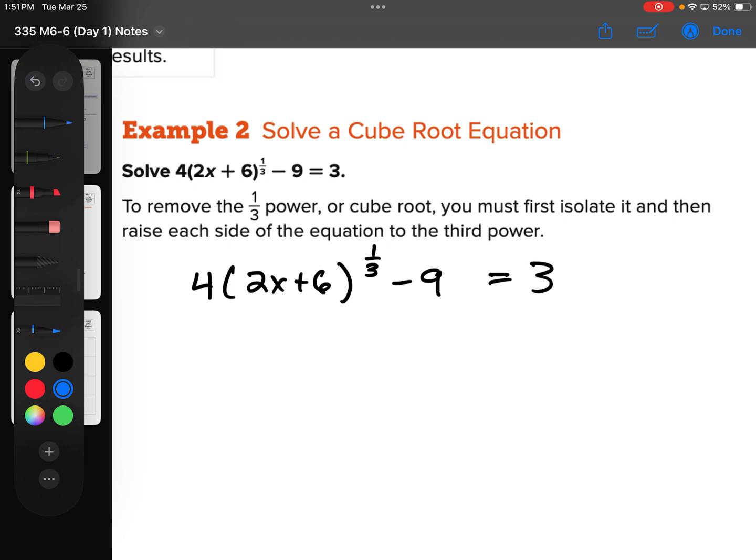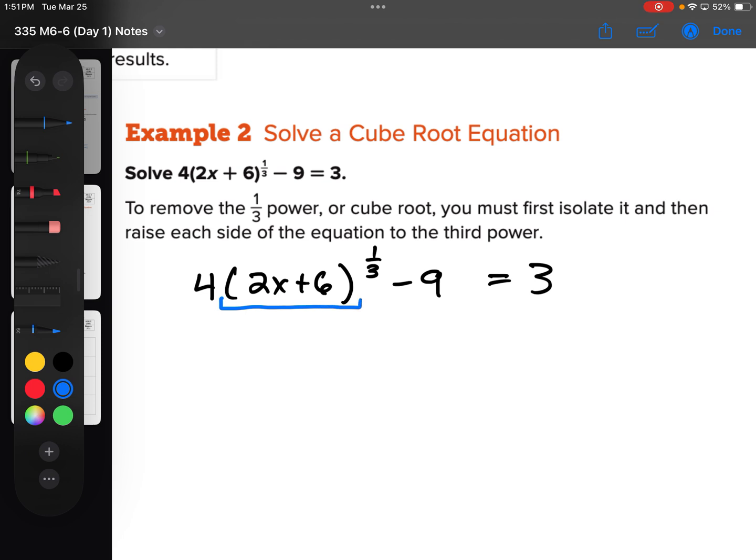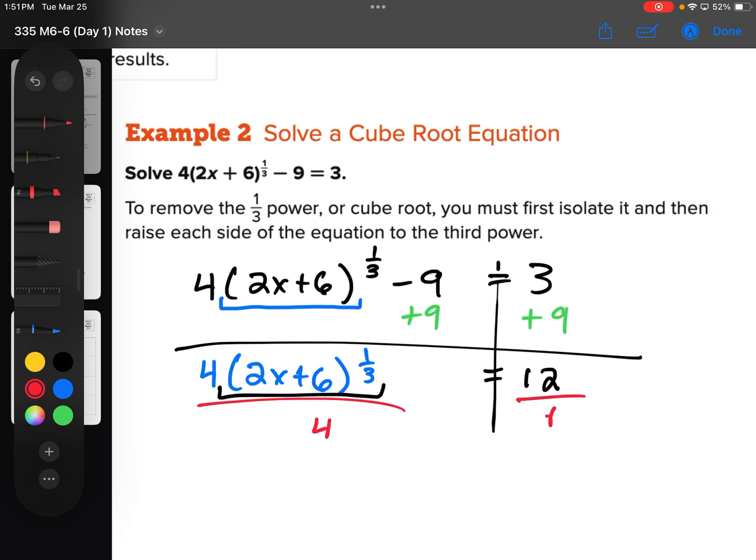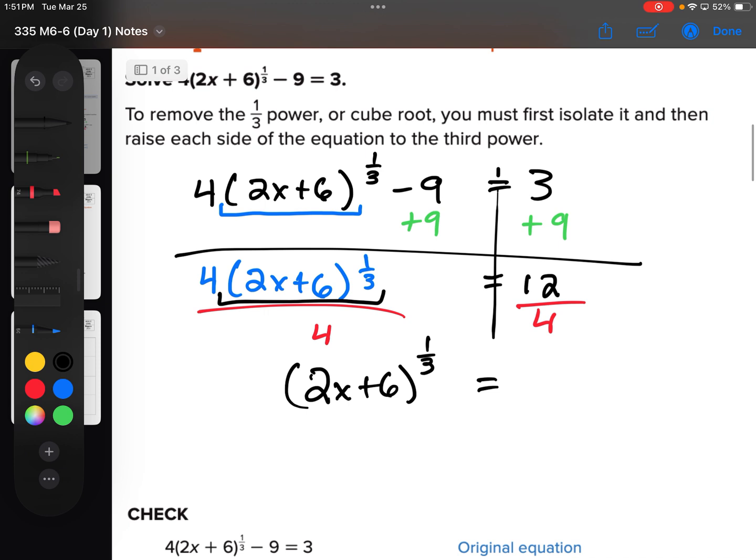Then you're going to start picking away and solving as if this was your variable. Okay? So to do that, I first need to get rid of the 9. It's like the opposite of order of operations. 3 plus 9 is 12. And then you get the rest of the stuff. And before I can touch that 1/3 power, once again, I'm still solving for this. I have to divide by 4. And 12 divided by 4 gets you 3.